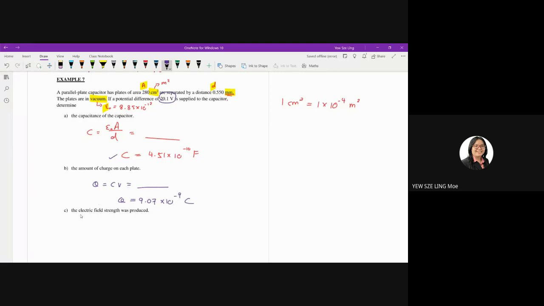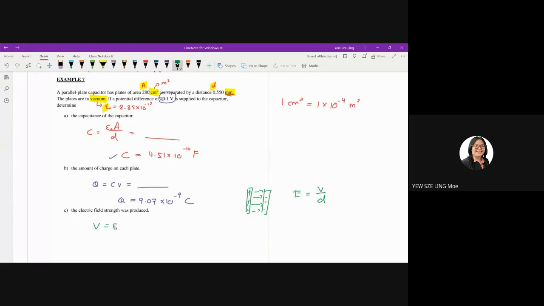And then the last one, the electric field strength produced. When it comes to this chapter 2, capacitor, it still involves the electric field between two parallel plates, because your capacitor looks like this. In between the positive plate and the negative plate, there is an electric field. You calculate it by using the uniform electric field equation, where E is equal to V over d.